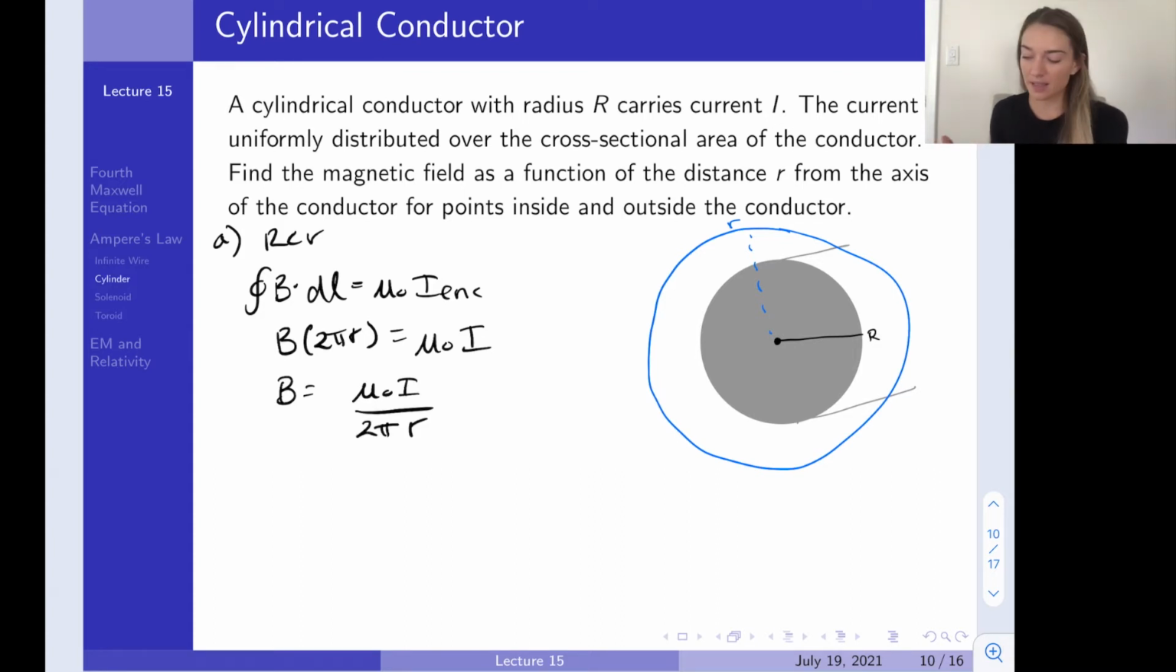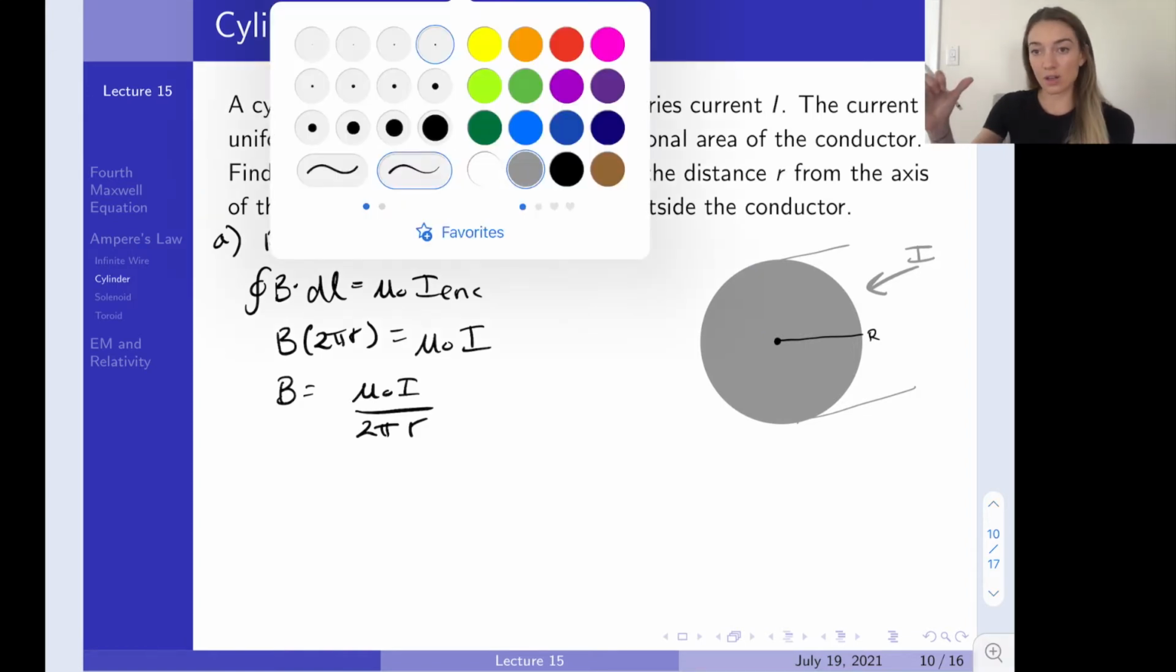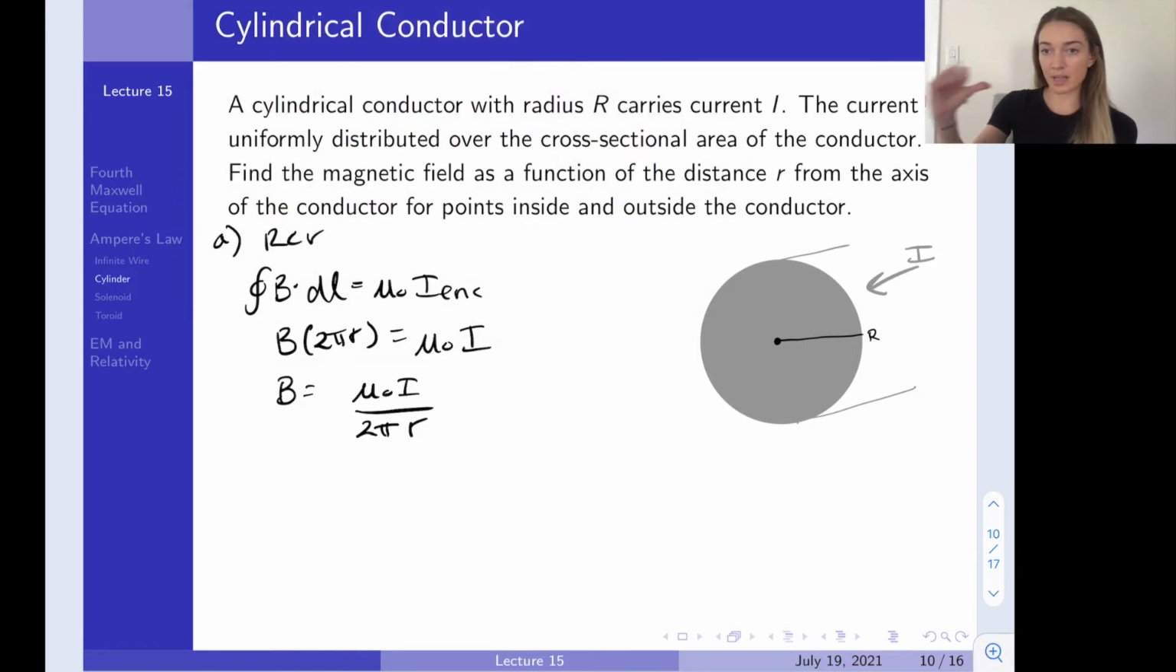And in this case, let's say the current was coming out of the page, so our current was flowing in this direction. That would mean that our magnetic field is, according to the right-hand rule, curling around like this. So this is how my magnetic field is curling around, counterclockwise.